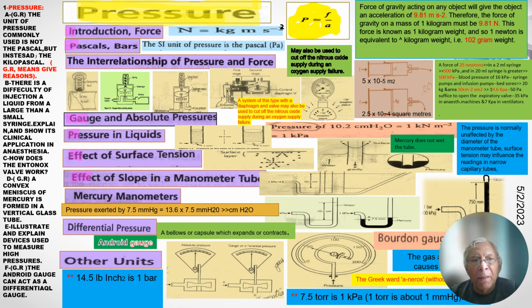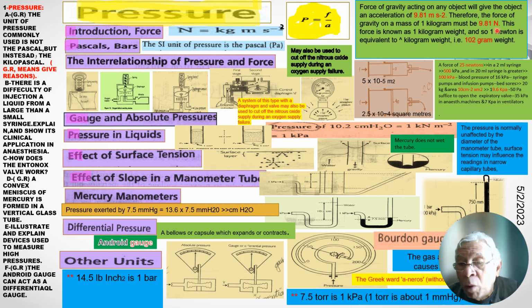Bismillah ar-Rahman ar-Rahim. Pressure. First of all, introduction of force. The unit of force is the Newton, which gives an object of 1 kilogram an acceleration of 1 meter per second squared. The force of gravity, as we can see, equals 9.81 meter per second squared. This is on any object.